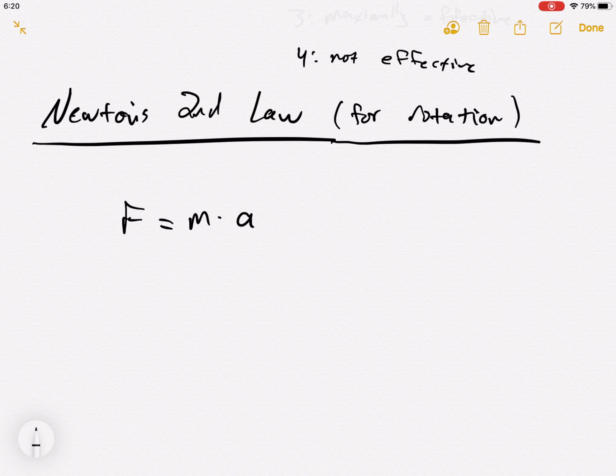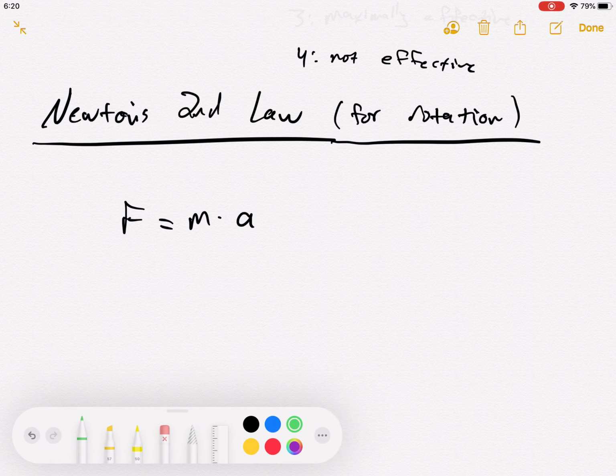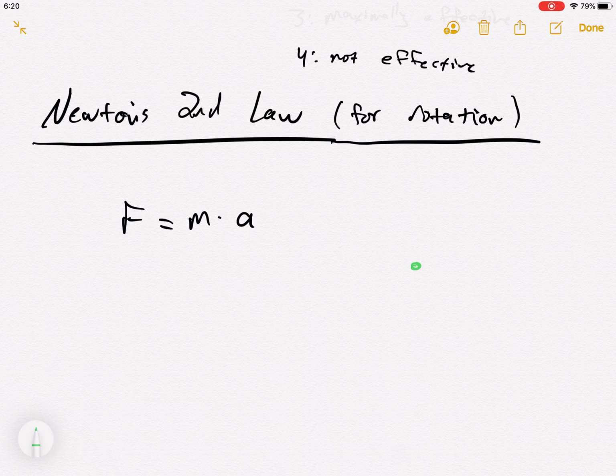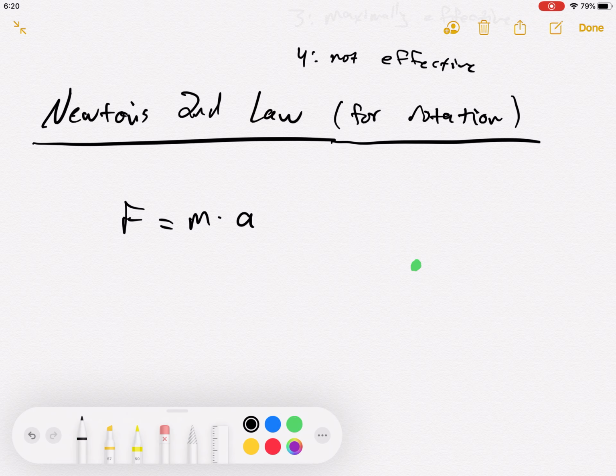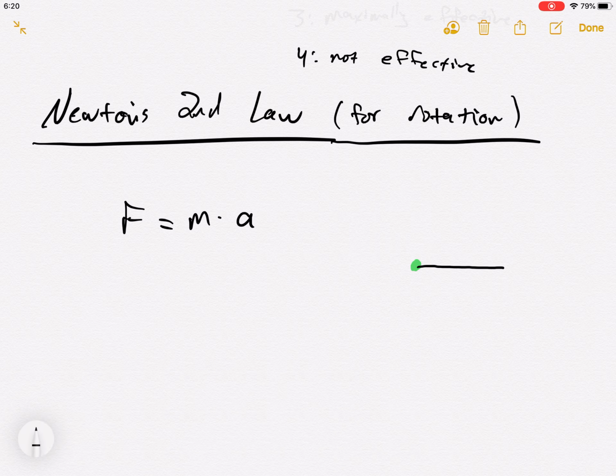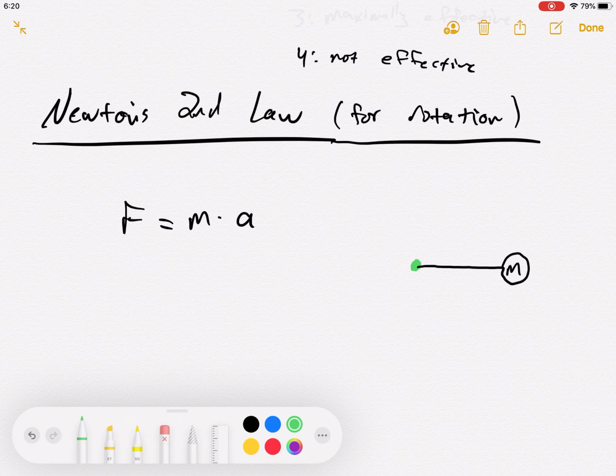So I want a force on something that's going to rotate. Let's imagine rotating a mass on the end of a stick. All right, this is kind of a fabricated example, but there's a reason for that. So let's draw an axis of rotation here. A thin stick and a mass on the end of it. All right, again, that green spot is my axis of rotation.